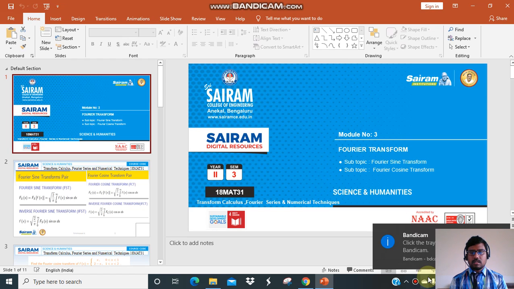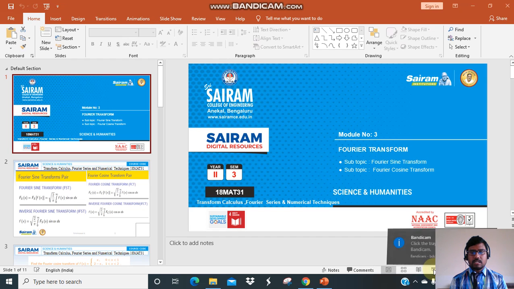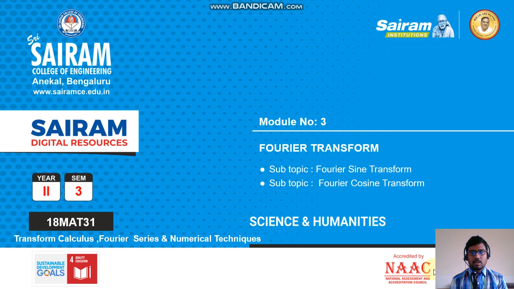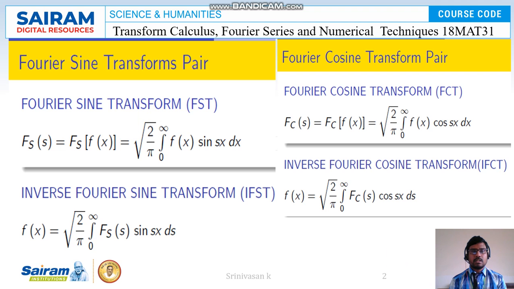Today we will discuss Fourier, module number 3. The topic is Fourier transform. In this Fourier transform we discuss two subtopics: one is Fourier sine transform and another one is Fourier cosine transform. So we will discuss what is meant by Fourier sine transform and what is the Fourier cosine transform. After that, we will discuss problems based on Fourier sine and cosine transform. First we will discuss the definition of Fourier sine and Fourier cosine transform.